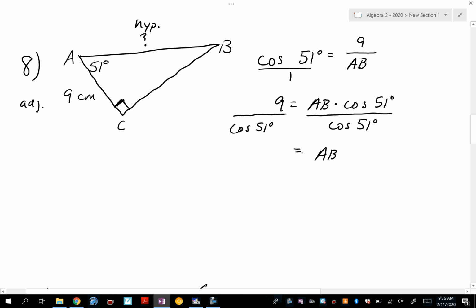All right, so in the calculator, I like to use the N over D button. I think it makes it a little bit simpler. So 9 over the cosine of 51 degrees. So that's going to be 14.30. All right, and the units here is centimeters. Okay, so that's number 8. Very similar process to number 7, using a different trig ratio.